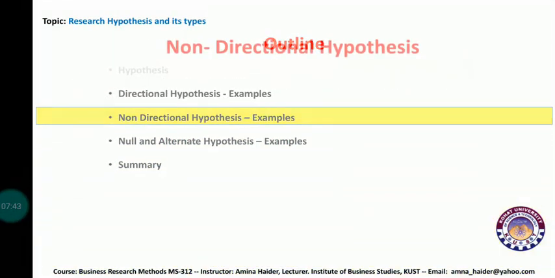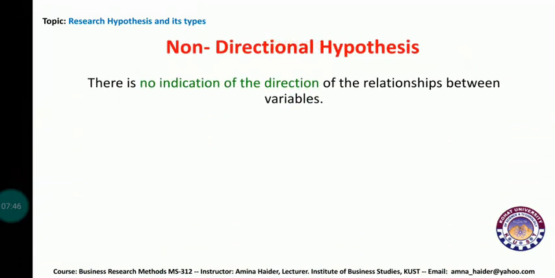Non-directional hypothesis: there is no indication of the direction of relationship between variables. So it depicts a relationship, but we are not sure whether it's going to be a positive one or a negative one.